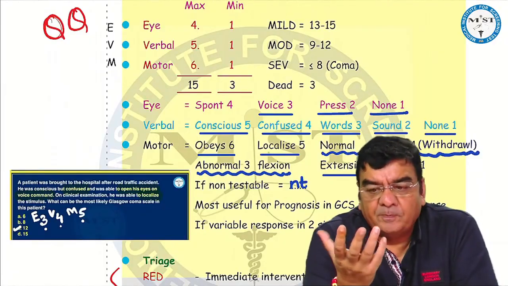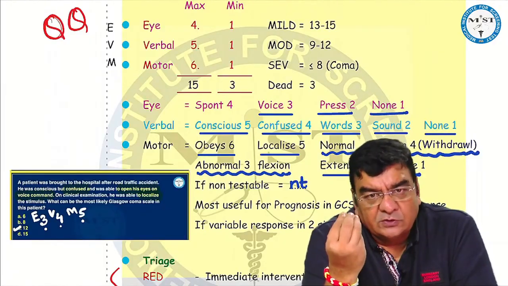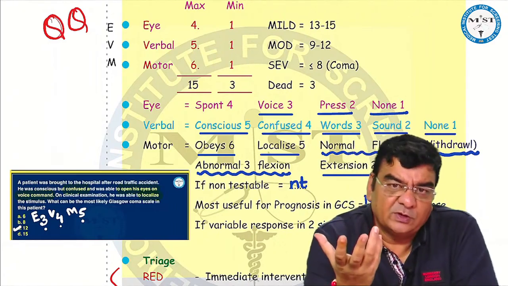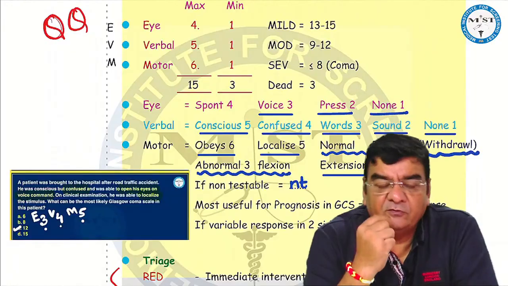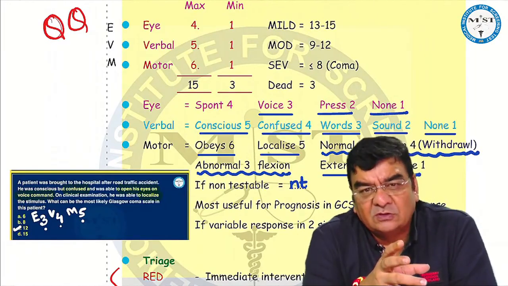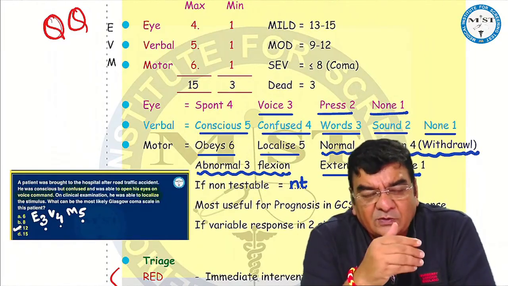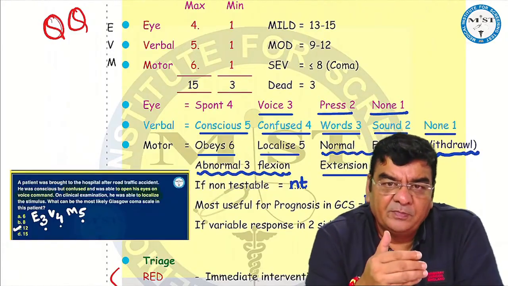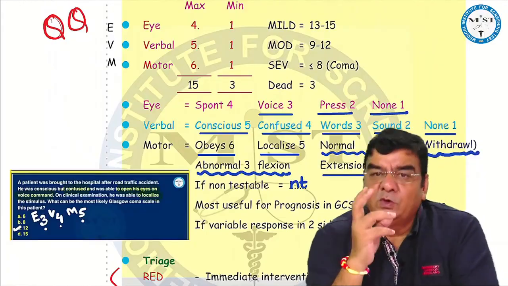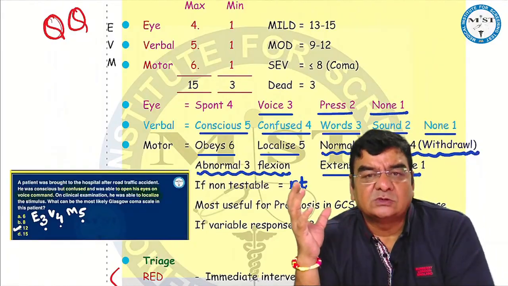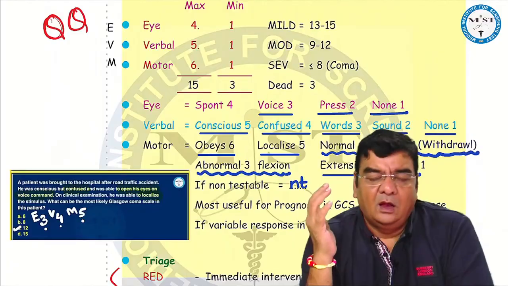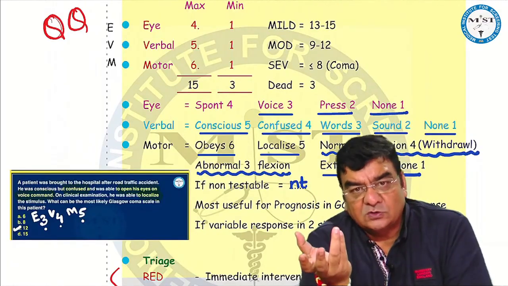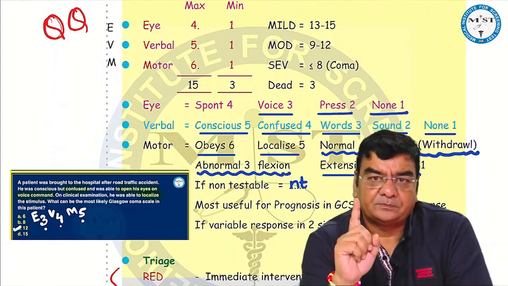Verbal responses. If sufficient oxygen is going to the brain, his verbal responses would be normal. He may be fully conscious, oriented to time, place and person. Verbal 5. If he is confused, verbal 4. If he starts using inappropriate words, abusive language, that is verbal 3. And if he is not able to speak out any words, but he's just making some sounds, this is verbal 2. And if he's not able to make any sound also, this is verbal 1.